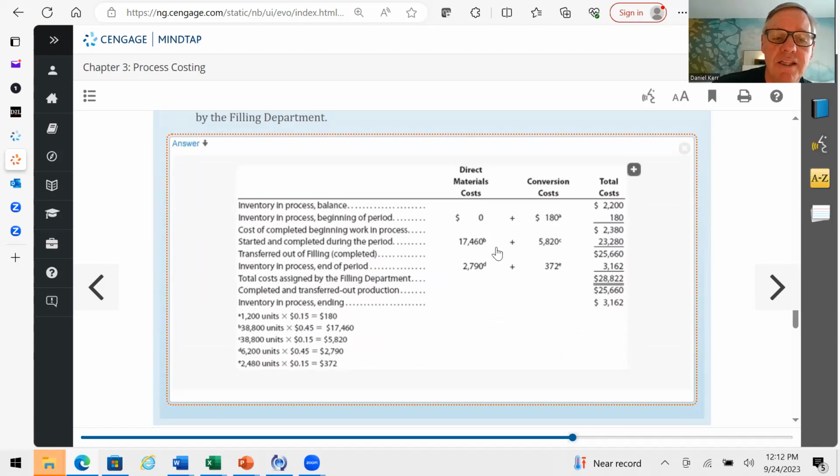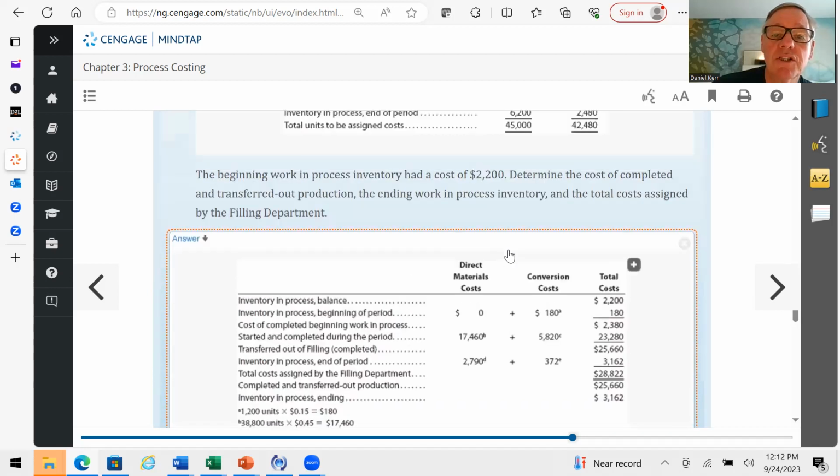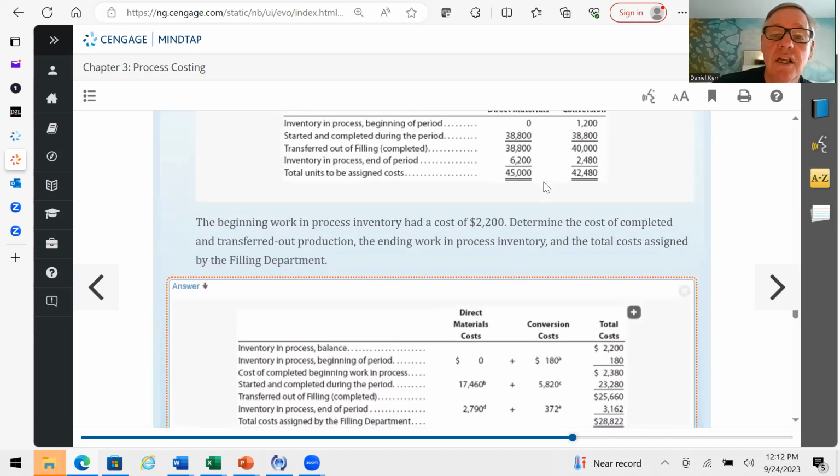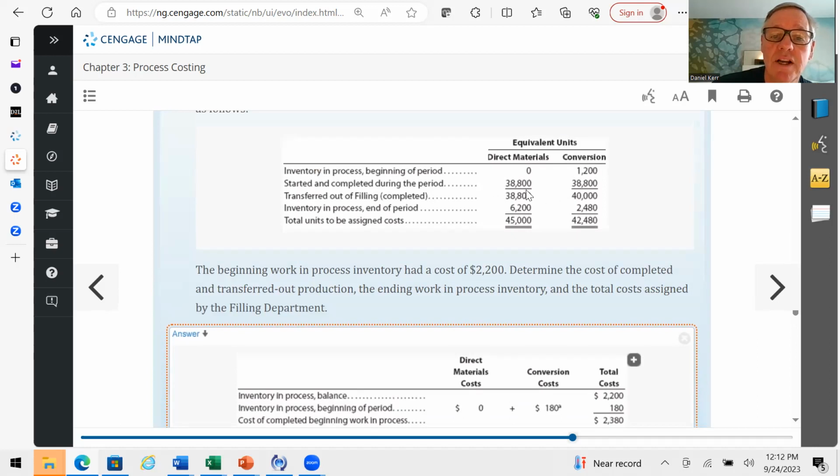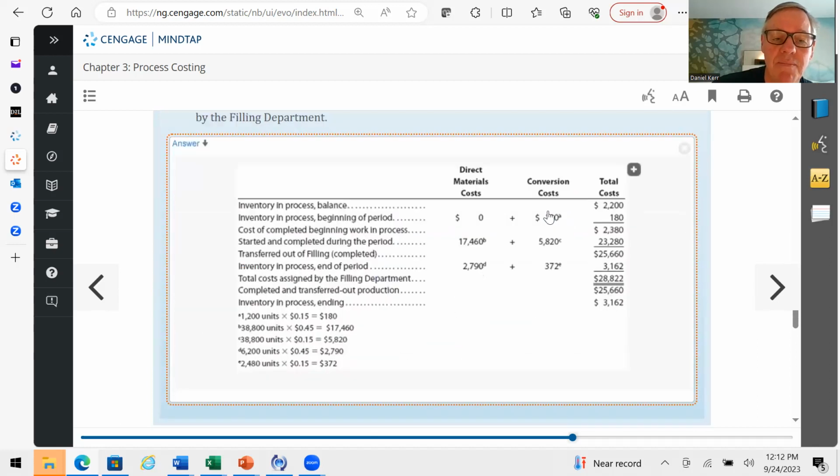And now started and completed this period. Well, they told us that we started and completed 38,000 units. So there's 38,000 units. Notice the answer for direct materials and conversion is the same. So it's 38,000 times 45 cents for material, 38,000 times 15 cents for conversion costs. So the total cost of filling that had been completed this period would be the total cost to finish the beginning inventory plus the amount that was started and completed this period. So that gives us 25,660, and we're almost done now.